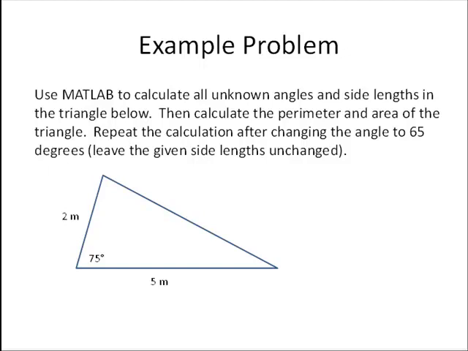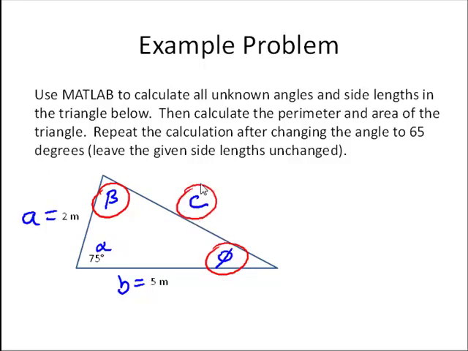Okay, so let's see how we're going to do this. First, we have to remember, how do we calculate these angles and these side lengths? Well, let's start by defining some variables here. Let's call this A, B, let's call this angle alpha, and then let's call this C. We'll call this angle beta, and we'll call this angle phi. Now, looking at that, what we need to find is beta, phi, and c.